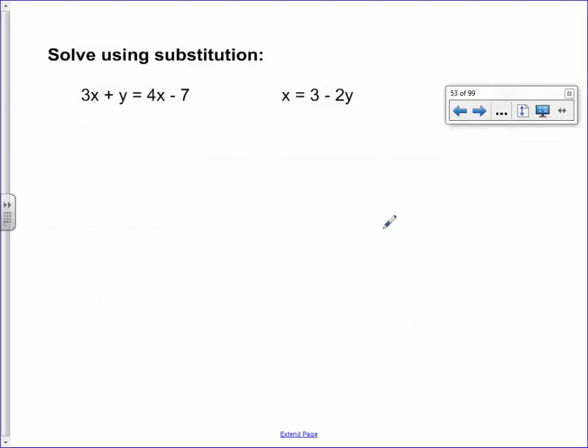So let's just do an example. Let's try to solve this by substituting. First thing for substituting, we would like to get one of our letters all by itself. Doesn't matter whether it's x by itself or y by itself, but let's get one letter by itself. Okay, cool. X is by itself.